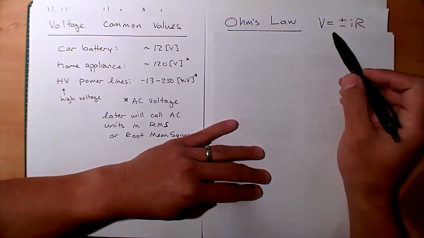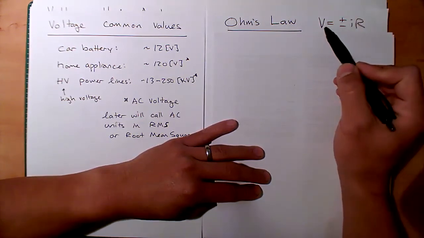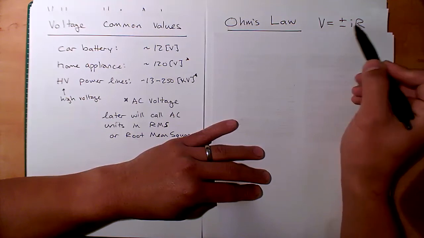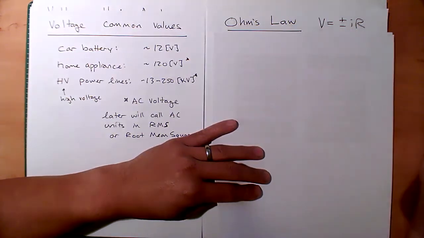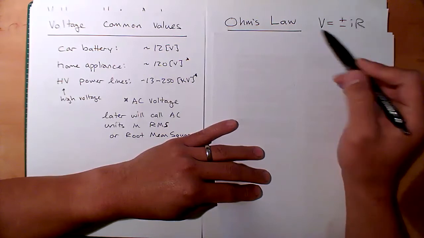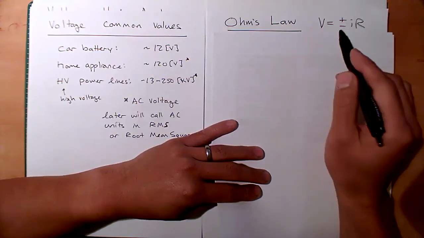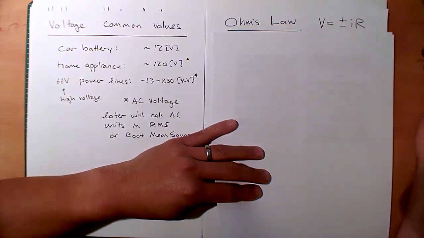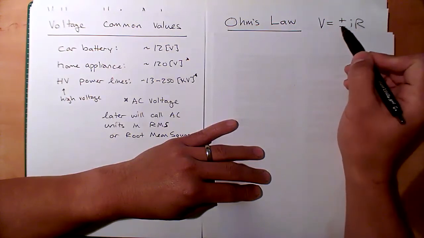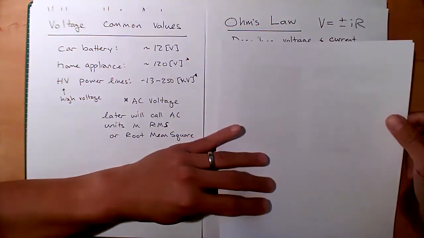I want you to have it so ingrained in your brain that you should be able to say V equals plus or minus IR, no hesitation. This is how fundamental this law is to this class. You have to know this. V equals plus or minus IR. So this is voltage equals plus or minus the current times the resistance, right?